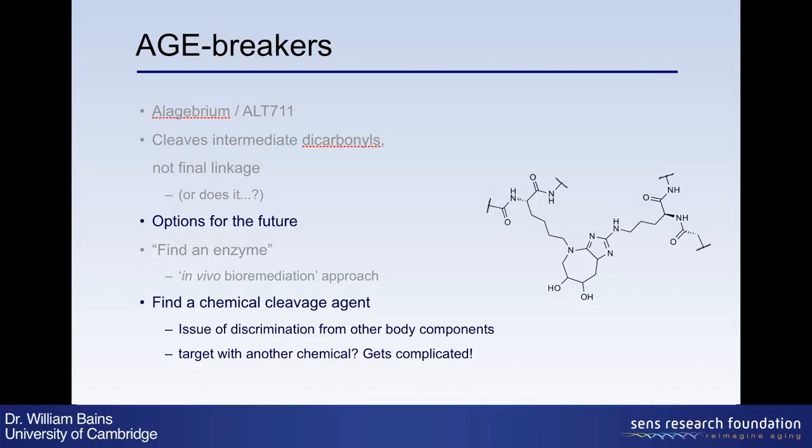The other route is to find a specific chemical that will react with this structure here and break it. That doesn't have a problem with how it's going to get to the crosslinks. The problem with that is what on earth are you going to find? You need to find something that will discriminate this structure from all the other chemical structures that are vaguely similar in the body. I mean, we know chemicals that will break this.